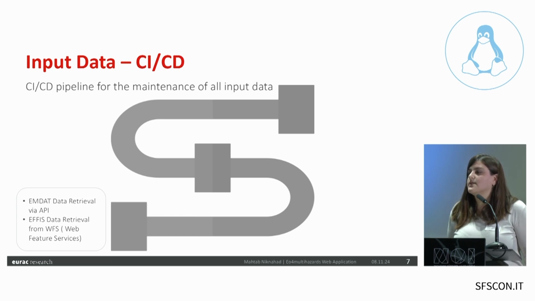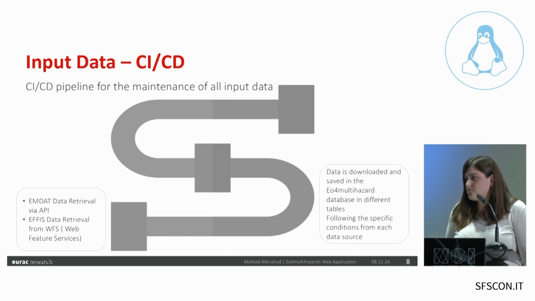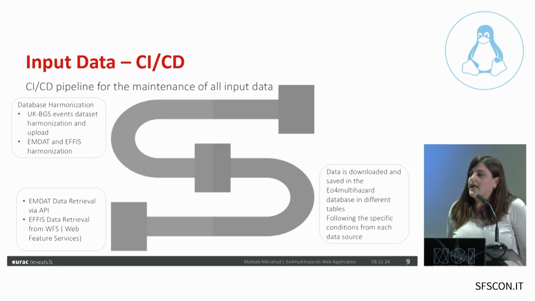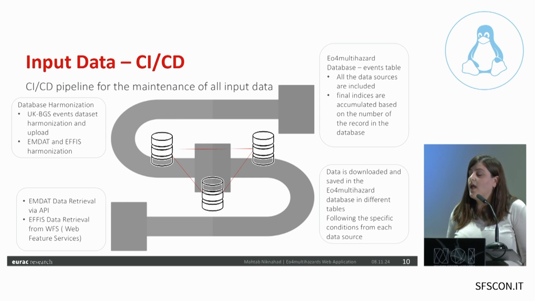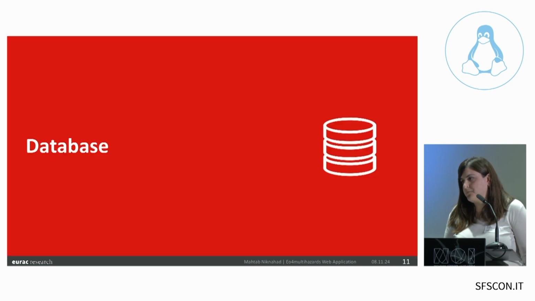We start from the data retrieval from the EM-DAT and EFFIS data sources. Then we download each of these data sources to their own tables. As the third step, we harmonize all of these data sources in the database. And finally, the EO4 multi-hazard database will include all the data sources, and the final indices will be accumulated based on the number of records in the database.